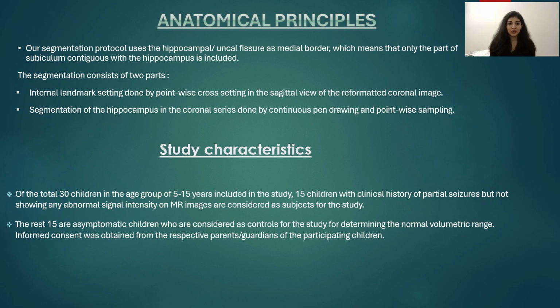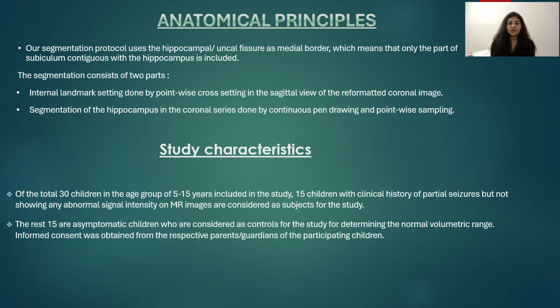Our segmentation protocol uses the hippocampal uncal fissure as the medial border, which means that only the part of the subiculum contiguous with the hippocampus is included. The segmentation consists of two parts: internal landmark setting done by point-wise cross-setting in the sagittal view of the reformatted coronal image, and segmentation of the hippocampus in the coronal series done by continuous pen drawing and point-wise sampling.